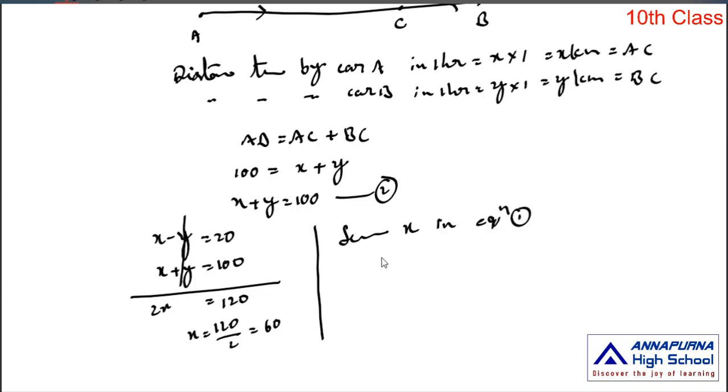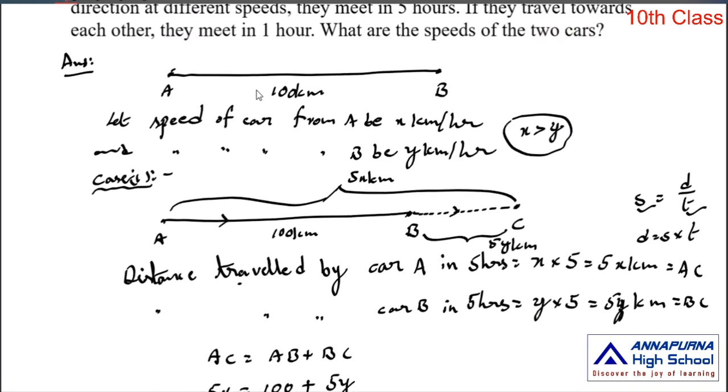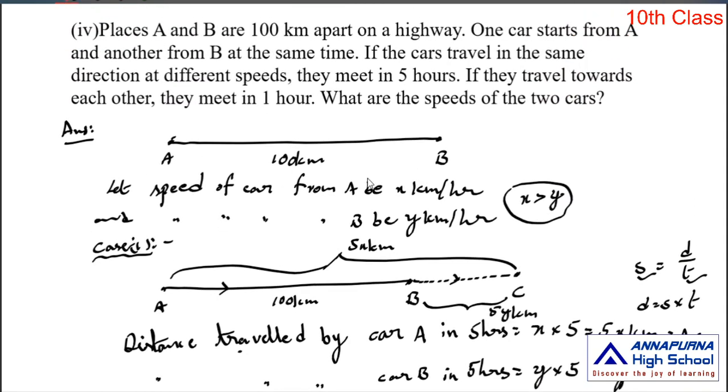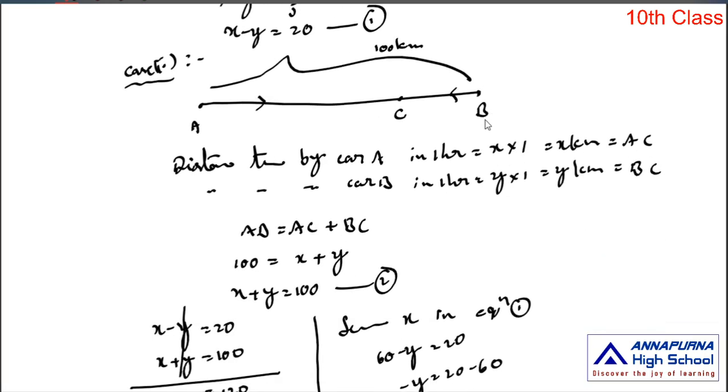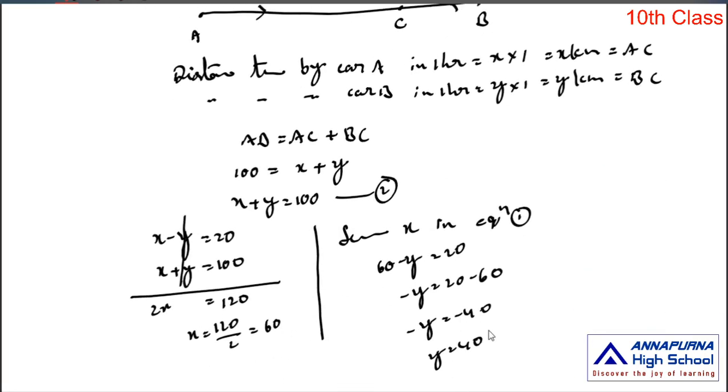In equation 1, x minus y is equal to 20. So 60 minus y is equal to 20. Minus y is equal to 20 minus 60. Minus y is equal to minus 40. y is equal to 40. Here x is the speed of the car from A, x kilometers per hour, and y is the speed of the car from B, y kilometers per hour. So x is equal to 60 and y is equal to 40. That means the speed of the car from A is 60 kilometers per hour and the speed of the car from B is 40 kilometers per hour.